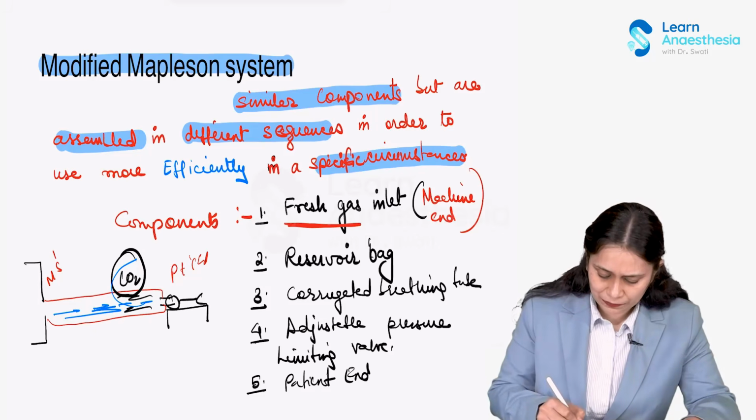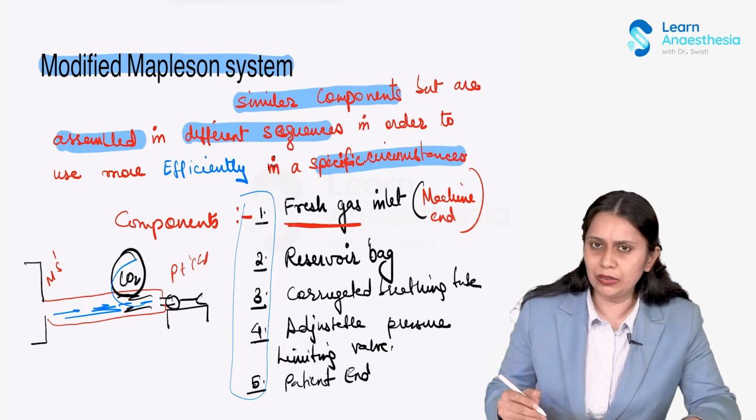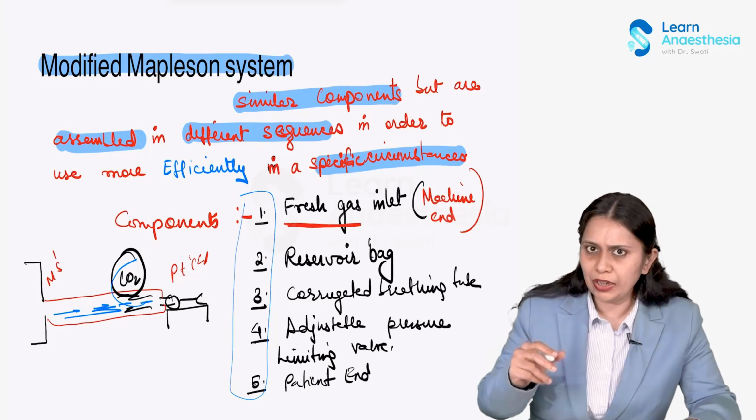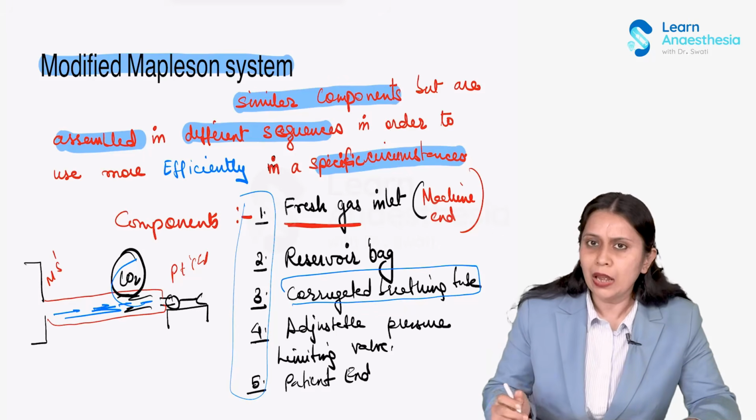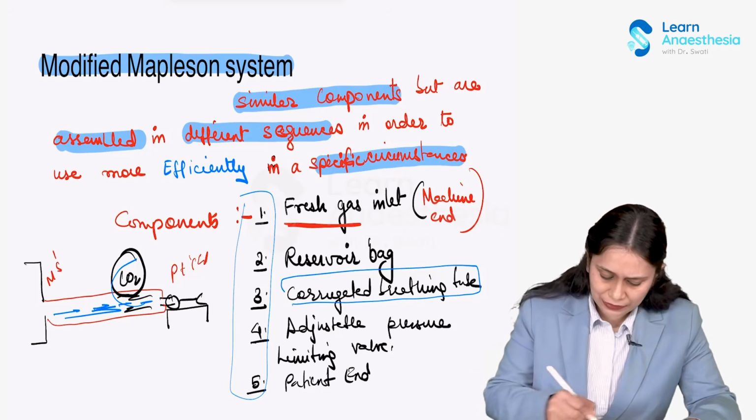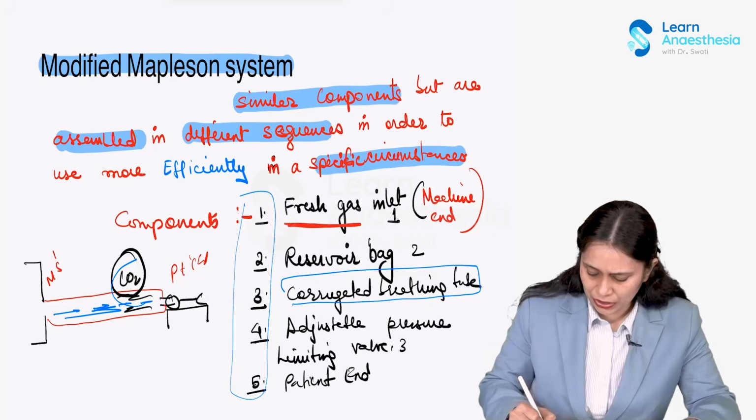And all the Mapleson circuits have the following components. Now, as I just told you, all circuits have the same components. The rearrangement of the components is done in a different way and a different circuit comes into existence. So, let me show you something. Let's say we are arranging all the parts of the circuit on the corrugated breathing tube, and let me give a number to all the rest of the parts. Fresh gas inlet, let's say it is 1. Reservoir bag is 2. Adjustable pressure limiting valve is 3 and patient end is 4.